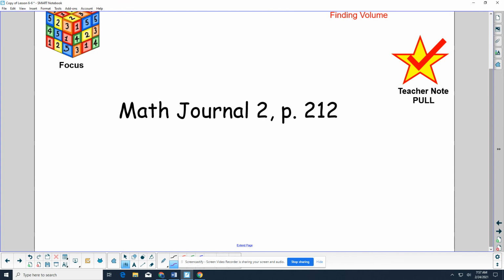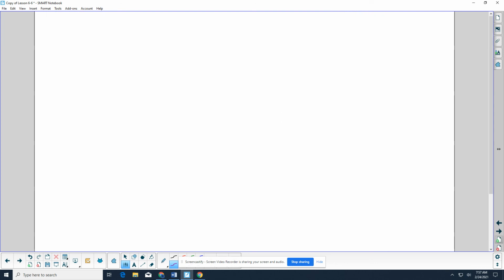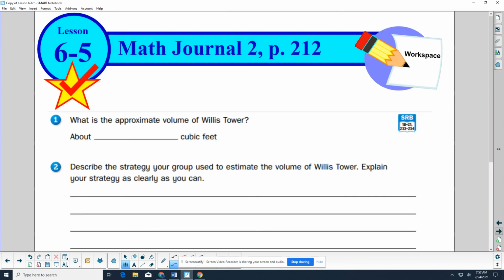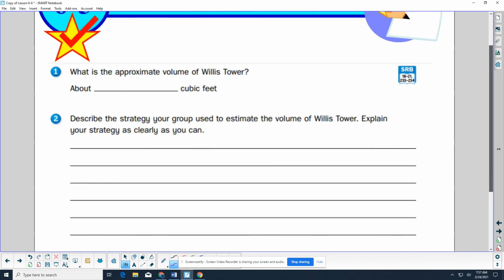So now, go ahead and pause the video and turn to Math Journal 2, page 212. Okay, so you should be on 212 now. It says what is the approximate value or volume of Willis Tower? That's where you're going to take your base and your height that we looked at, and you're going to go ahead and write in the cubic feet.